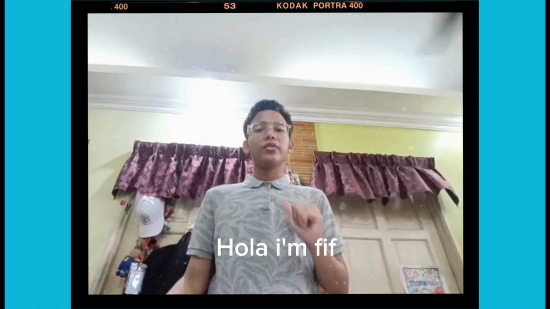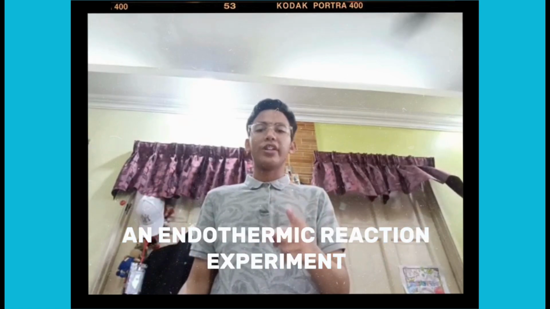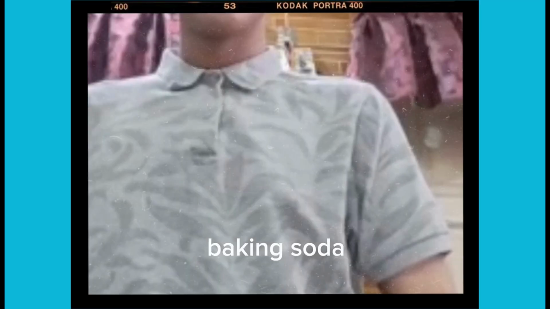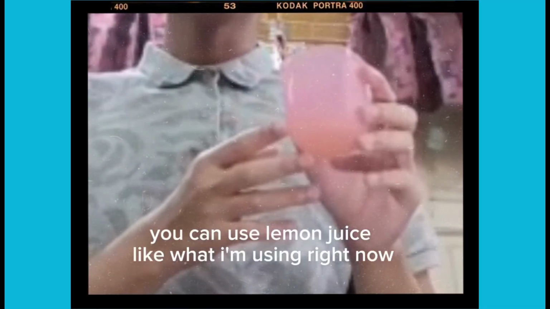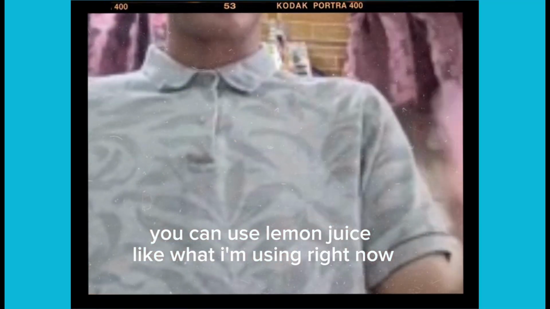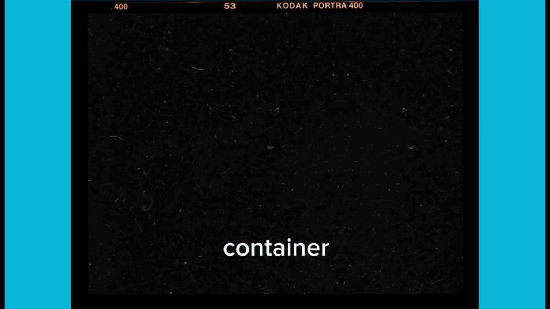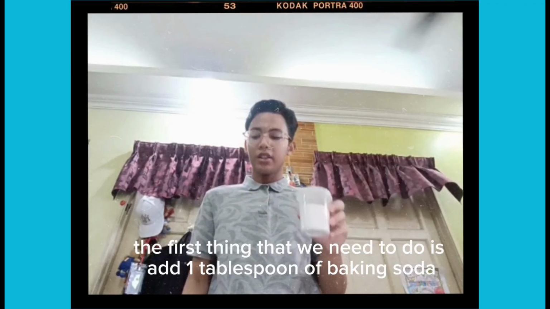Hola, I'm Fifth, and right now I'm gonna do an endothermic reaction experiment. The ingredients that we need are baking soda, vinegar, or if you don't have it, you can use lemon juice like what I'm using right now. And the last one being a container. The first thing that we need to do is add 1 tablespoon of baking soda inside the container.